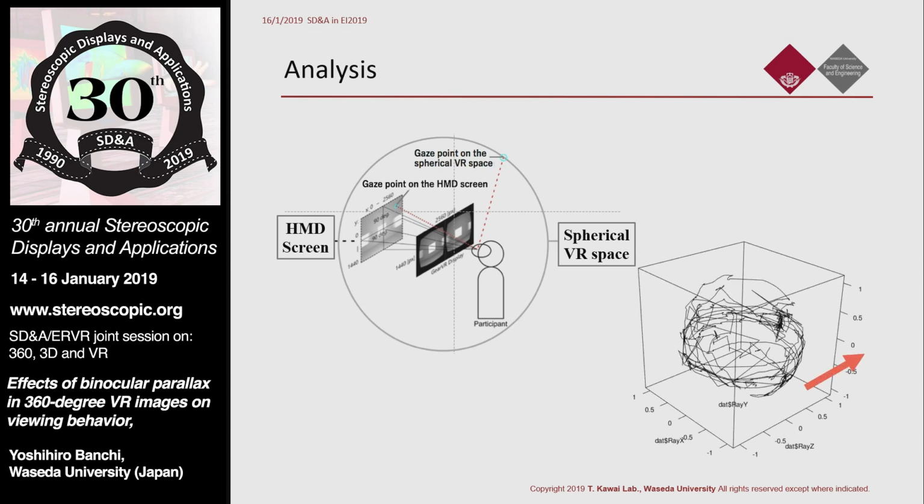This figure is an example of the VR spherical gaze. In these examples, we can see that the gaze was concentrated on the front side and moved much horizontally. In this analysis, the VR spherical gaze is important, so we have focused on it.